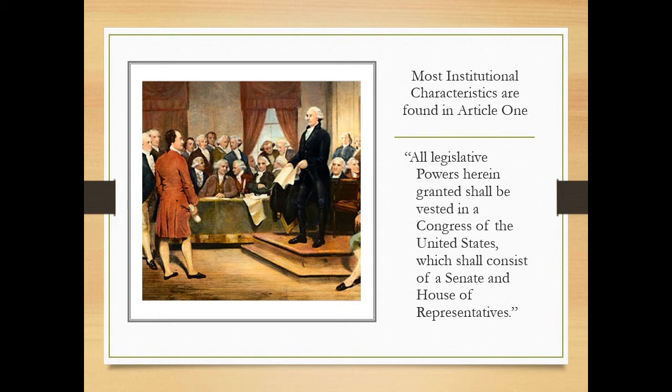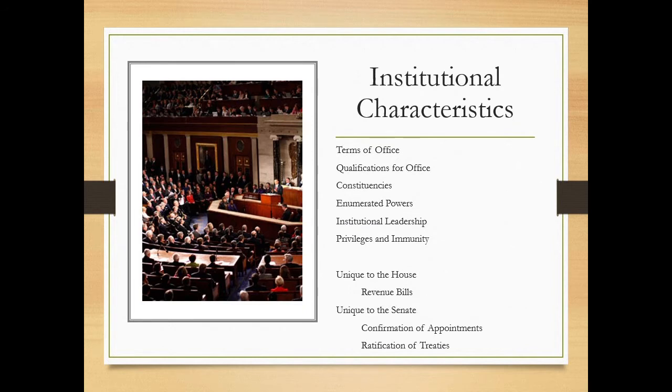All legislative powers herein granted shall be vested in a Congress of the United States and shall consist of a Senate and a House of Representatives. So if the institutional characteristics are those elements about Congress that are in the Constitution, what are they? Well, at least, what are some of them? The terms of office. What about the qualifications for office? Not just for the people in office, for the people electing them. What are the constituencies of the different chambers?